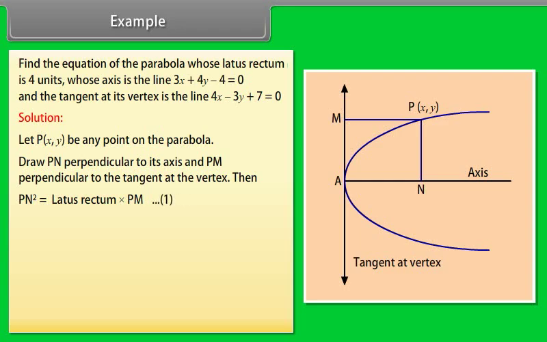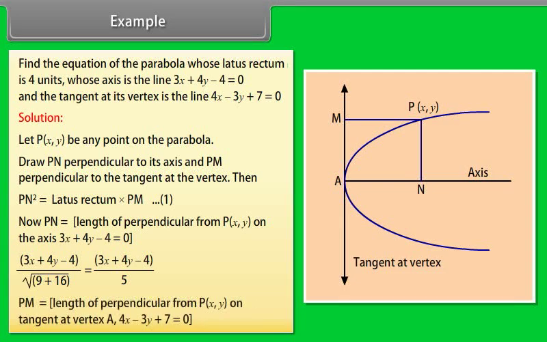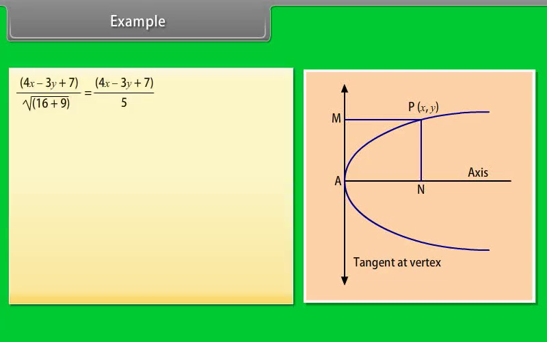That is equation 1. Now, PN is equal to the length of the perpendicular from P(x, y) on the axis 3x + 4y − 4 = 0, which is (3x + 4y − 4)/√(9 + 16) = (3x + 4y − 4)/5. PM is equal to the length of the perpendicular from P(x, y) on the tangent at vertex A, 4x − 3y + 7 = 0, which is (4x − 3y + 7)/√(16 + 9) = (4x − 3y + 7)/5. Latus rectum is equal to 4.